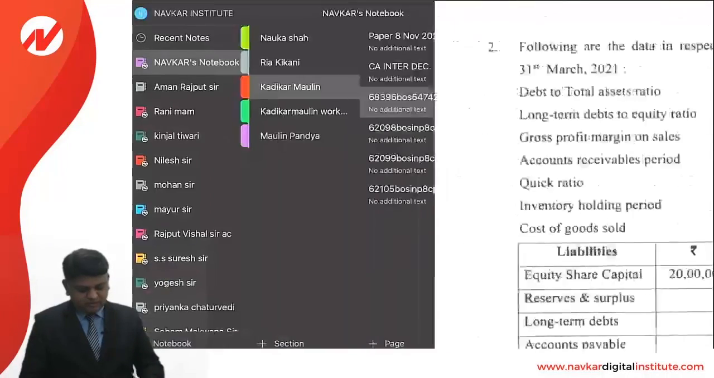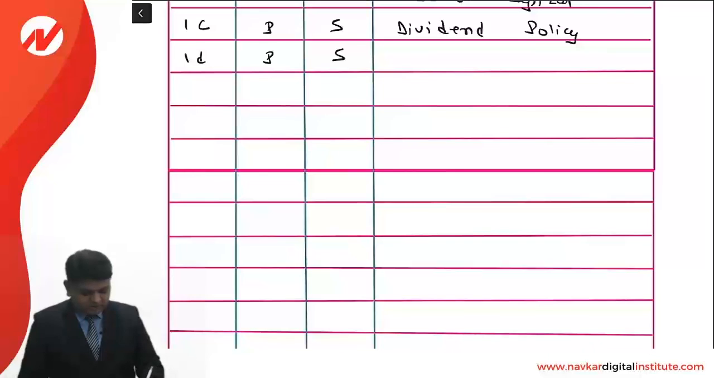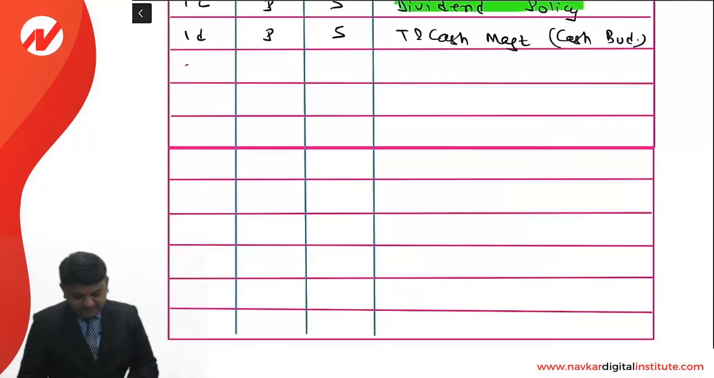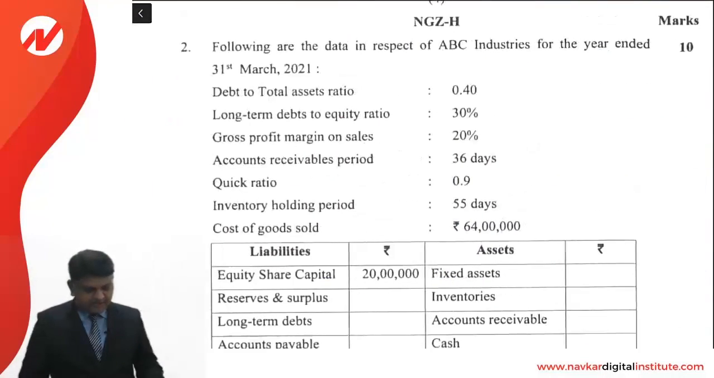Question number 2 is from treasury and cash management, and the concept tested was cash budget. In my opinion, in the first question, the dividend policy question was really an excellent question. Second question, practical once again, 10 marks from the chapter of ratio analysis. Again, it was a good question.